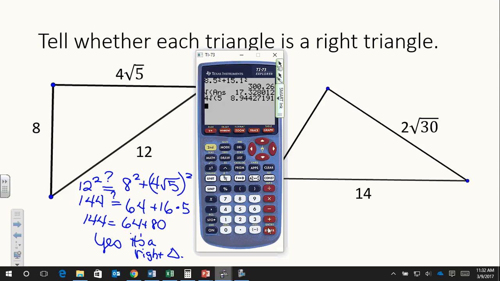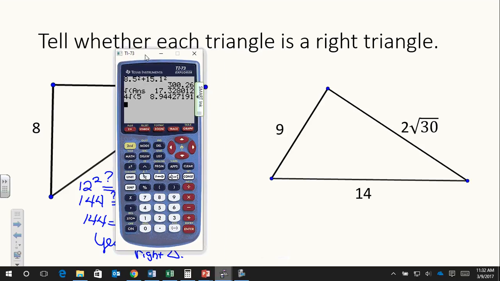Now we look at this guy and we try to decide which of these is the longest side. Okay, looks like it might be 14, right? If we're not sure, we can take 2 times the square root of 30, right? The square root of 30 is going to be 5 point something. The square root of 25 is 5. The square root of 36 is 6. 5 point something times 2 is 10-ish, right? So this is the smaller side. This would be a leg if it's a right triangle. So is 9 squared plus 2 square roots of 30 squared equal to 14 squared?